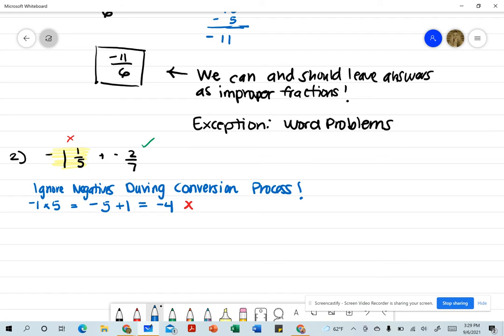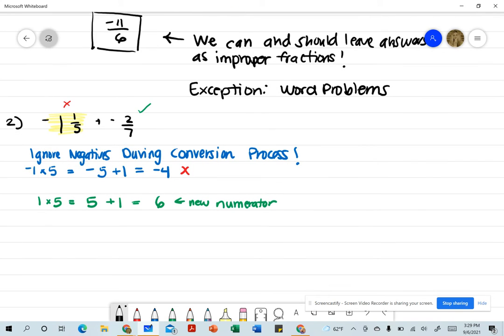So I'm going to do my conversion in the correct way with green. I'm going to do 1 times 5, because remember, I'm ignoring the negative right now while I'm converting, and that's 5. And then I do 5 plus 1, and that gets me 6. If we notice, 6 is not the same as negative 4, and that's okay. That becomes my new numerator. Now, my denominator was originally 5, so I keep it 5, so it's 6 over 5.